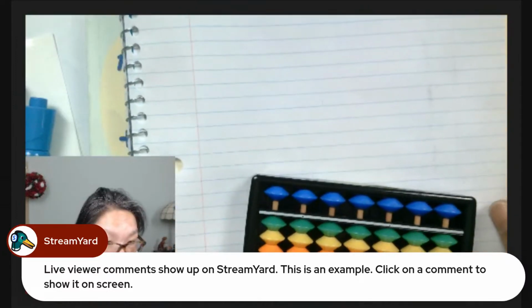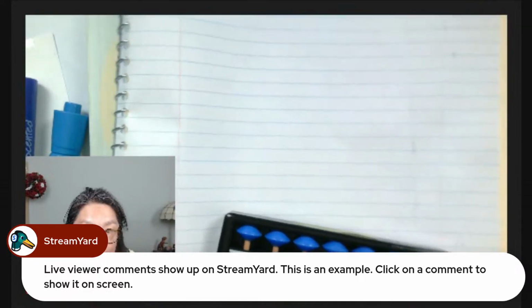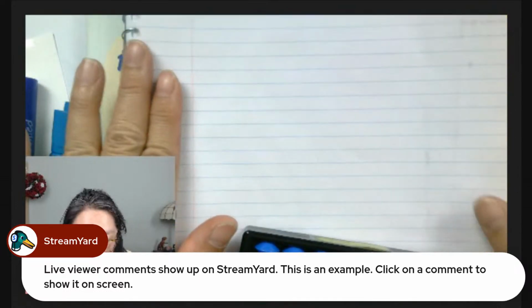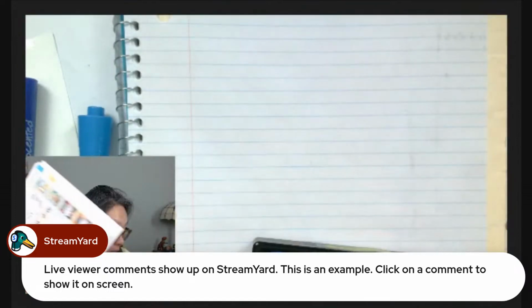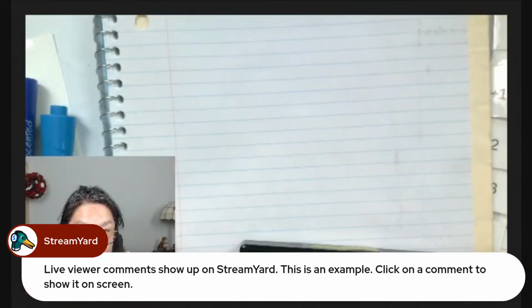Let me clean. I'm starting to see left to right. Yeah, left to right. I don't know why we do right to left. We don't read that way, so it doesn't make sense to me. I don't understand why we do it that way.